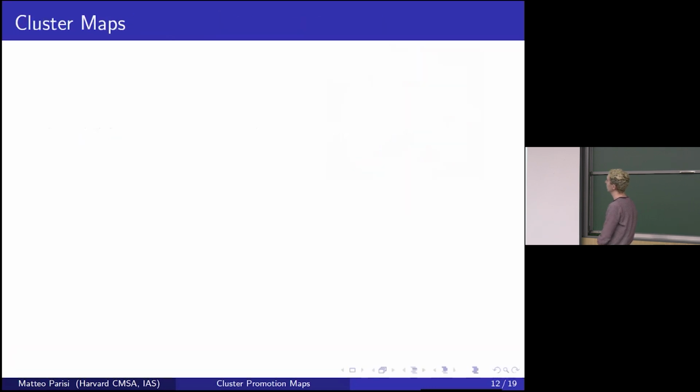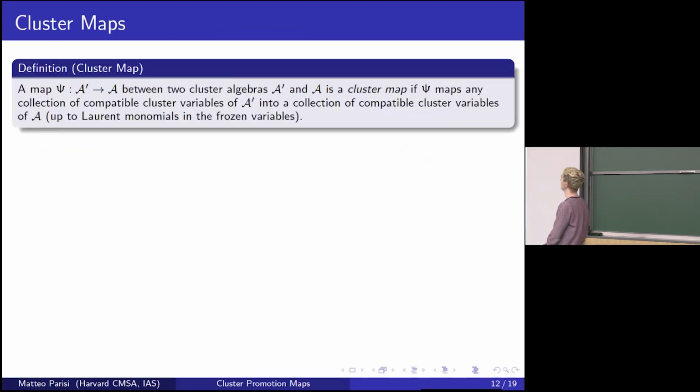So for that, there is the idea of cluster maps that I want to summarize in this way: a map psi from two cluster algebras, A prime and A, is called a cluster map if psi maps any compatible cluster variables of A prime into a collection of compatible cluster variables of A. So here there are two non-trivial things. First, each cluster variable goes into a cluster variable, but also the compatibility information of which cluster variables are together in a cluster is preserved with this map. This is true up to some Laurent monomials in the frozen variables.